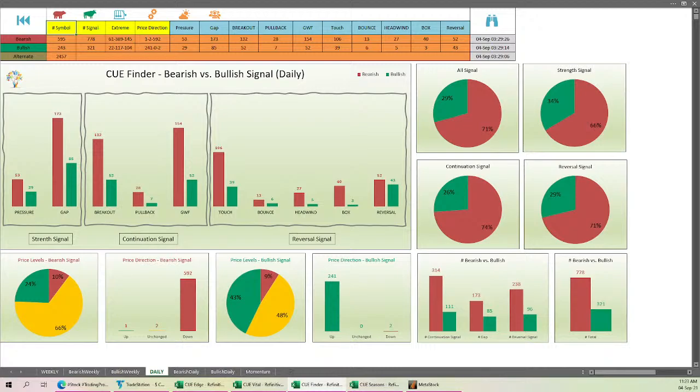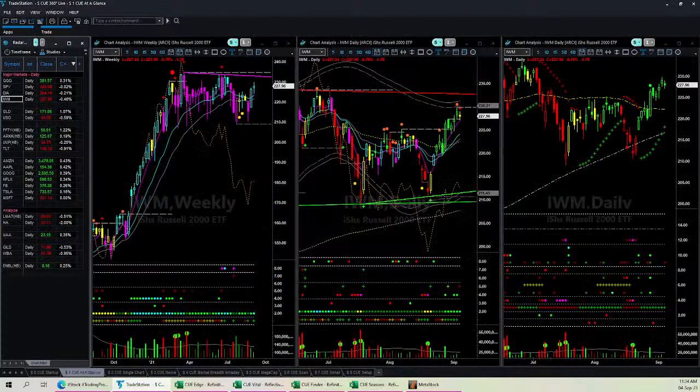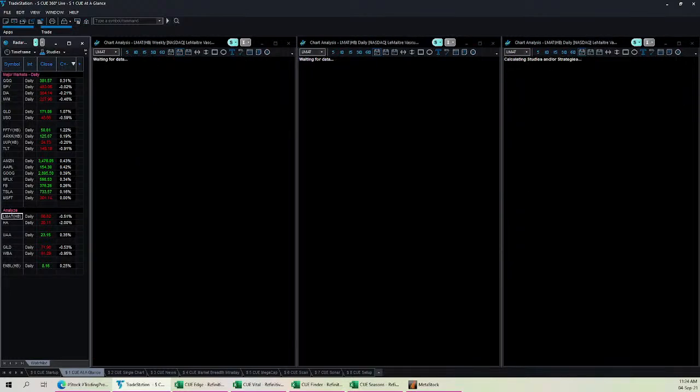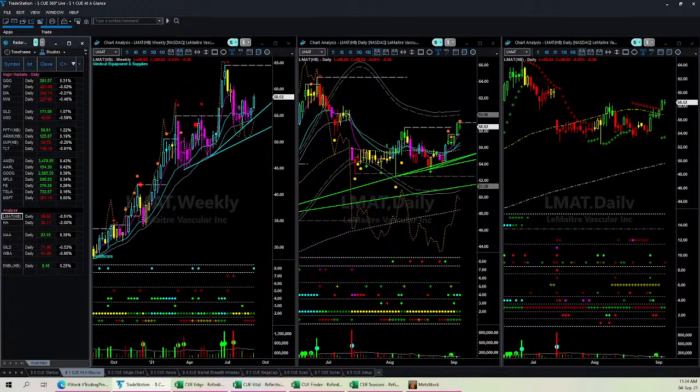Now let's look at some of the stocks that I shared in recent days, either in YouTube videos or on my forum before knowing the result, as always. One was LMAT. I shared it as a bullish stock.